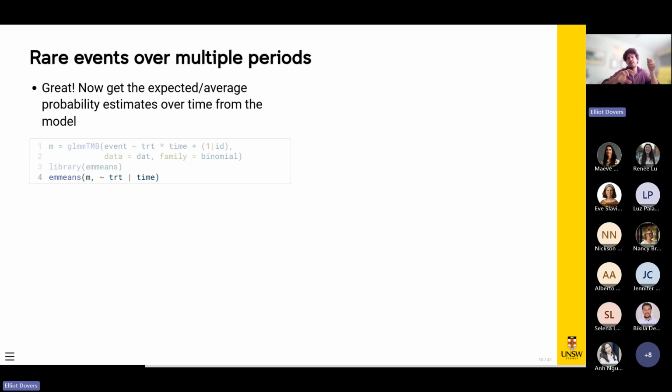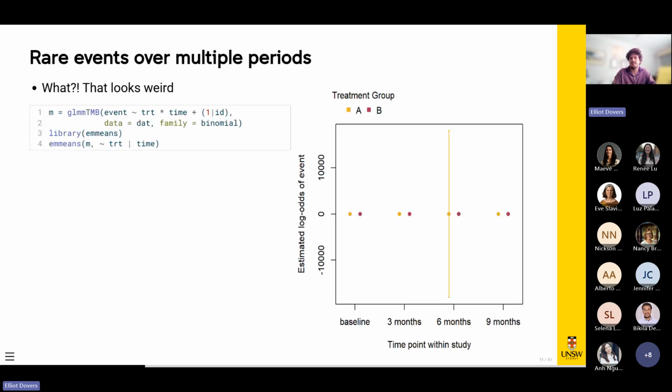For each treatment group, given each of the 4 different time points, I can plot up the results of that, and immediately things look very strange. I don't think that's making too much sense. It's telling us that all of our estimates from baseline to 3 months are 0, and then we've got this huge confidence interval at 6 months. So something weird is going on, even though our residual diagnostics were reassuring.